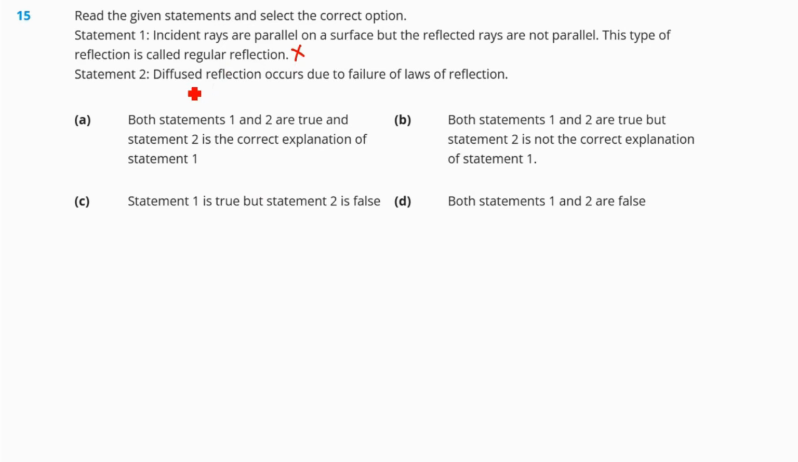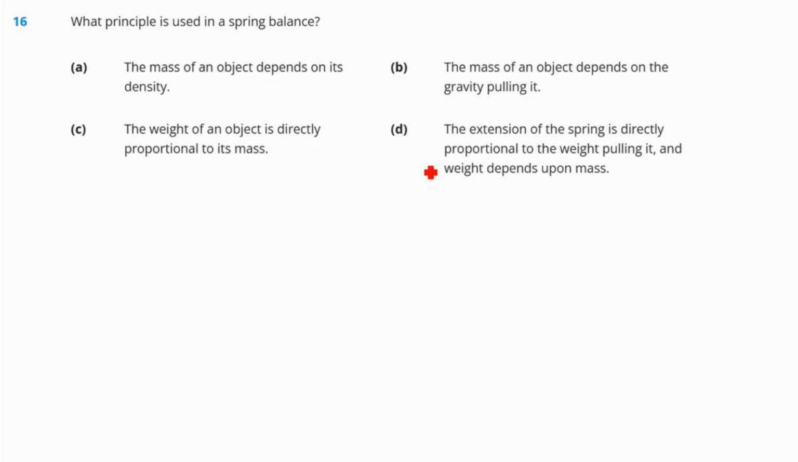The second statement says diffuse reflection occurs due to failure of law of reflection. No, diffuse reflection does not occur due to failure of laws of reflection. The laws of reflection hold true for each and every individual ray. So diffuse reflection occurs because the surface is irregular, causing reflected rays to scatter. So this statement also is false. So our correct answer is option number D. Both statement 1 and 2 are false.